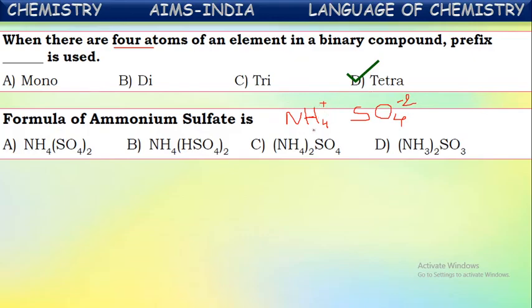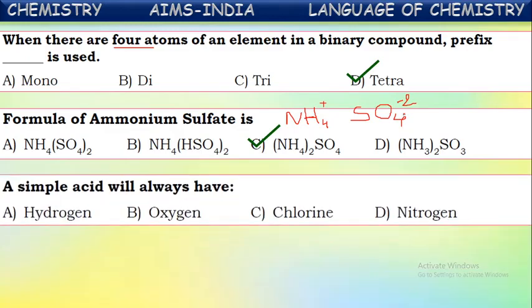So as this is a polyatomic ion, the number we write after keeping them in the bracket. So (NH4) taken twice, SO4 is written as usual because here only one we are getting. So the formula of ammonium sulfate will be (NH4)2SO4.